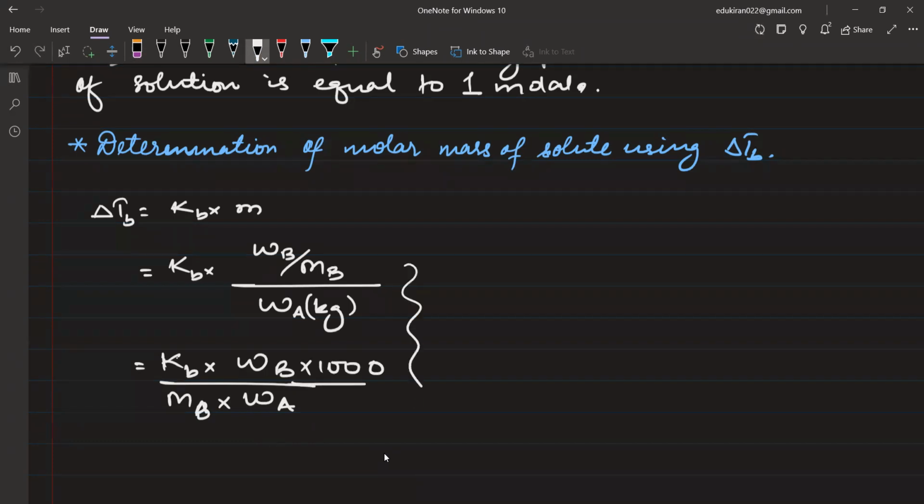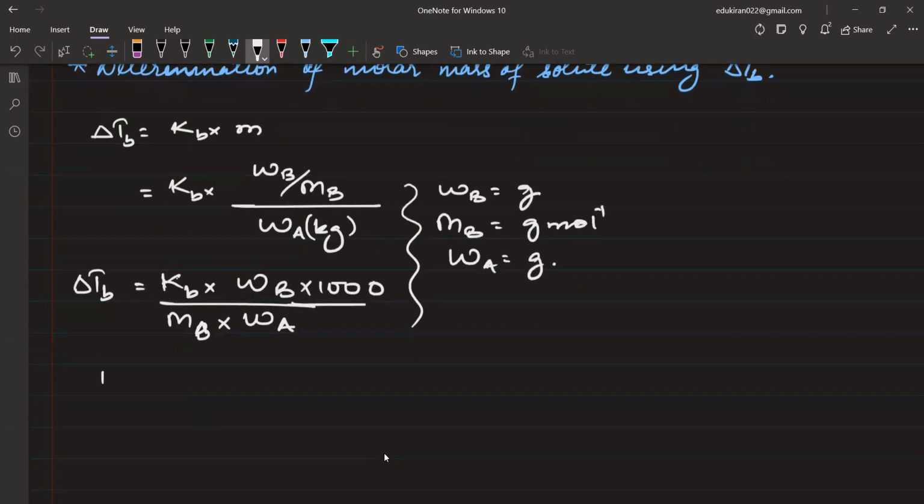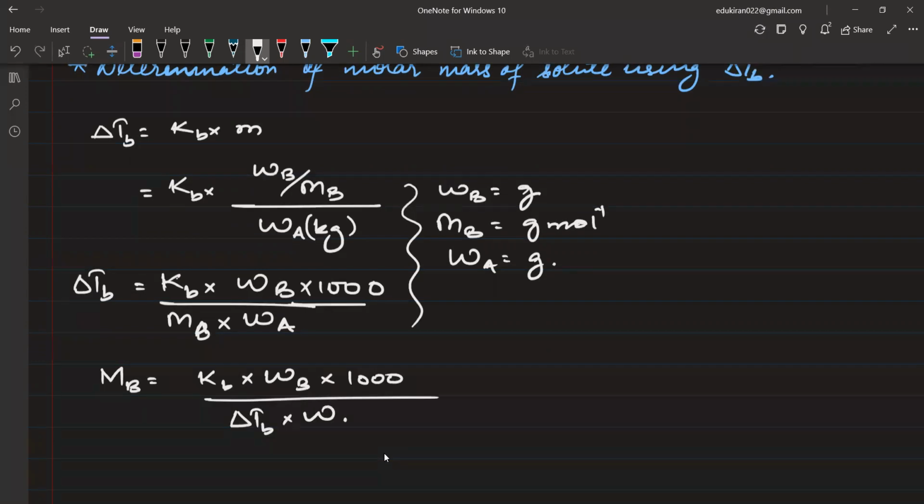Now in this case, this is delta TB. यहाँ पे आपके पास WB किसमें है? Grams में है. MB किसमें है? This is grams per mole. आपके पास और WA किसमें है? This should also be in grams. ठीक है? Now MB will be equal to what? KB into WB into 1000 divided by delta TB into WA. Please write this down.